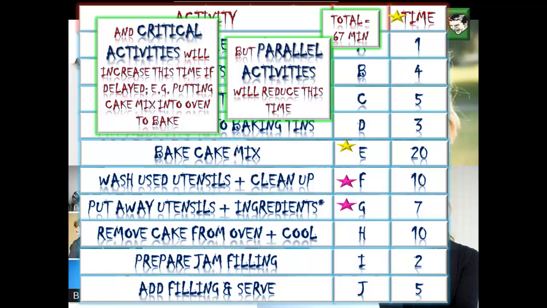And critical activities, you can see the big bold terminology here. Critical activities will increase this time if delayed. So if we delay putting our cake mix into the oven to bake, the cake still needs 20 minutes in the oven. So any time delayed getting that cake into the oven to bake is going to delay the whole project. That's why it'll be identified as a critical activity.